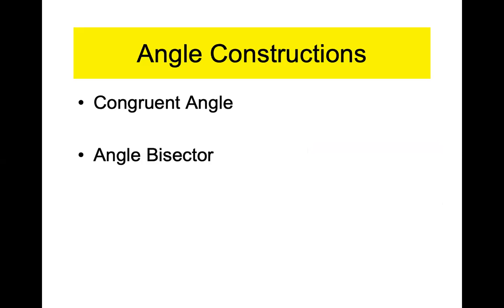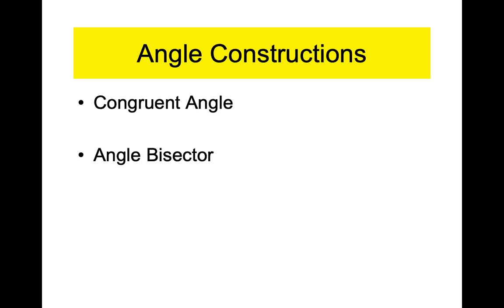Take the pointy part, put it on the vertex. Draw that arc. Easy. Don't change this. Take a straight edge, not a ruler. Draw a line. Call this C. Take the pointy part, put it on C, draw that arc. Easy.